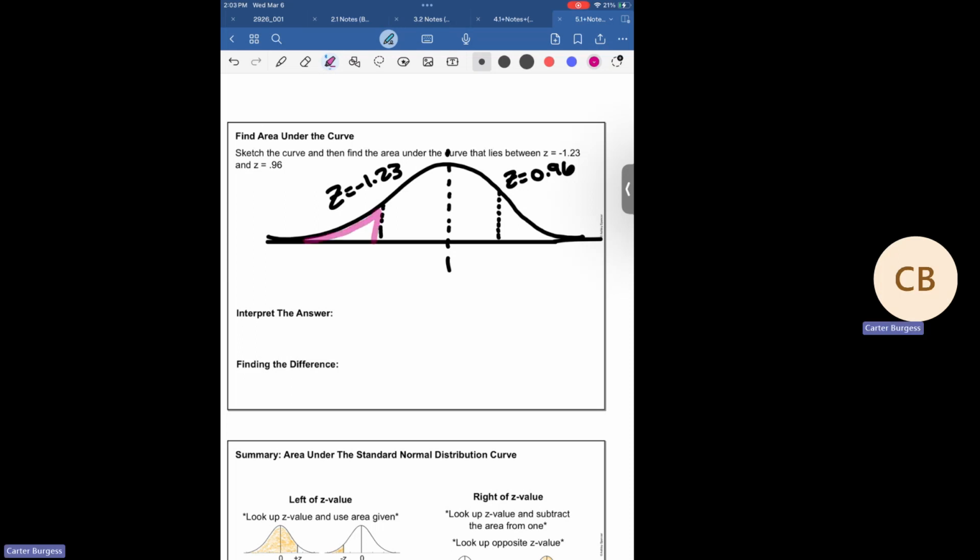Well, it's just going to be this little triangle right here, right? Whatever this is. And we can look at the table, or you can plug it into your calculator. Either way should be fine. If I do the exact same thing for 0.96, what area is that going to look like? Well, if I'm still looking to the left, it'll be this whole area right here.